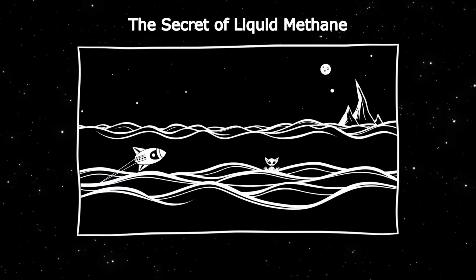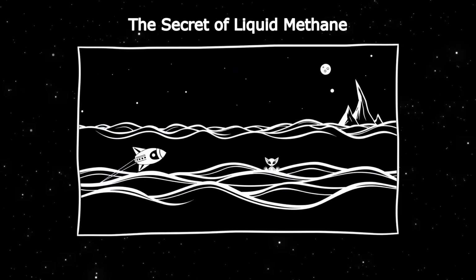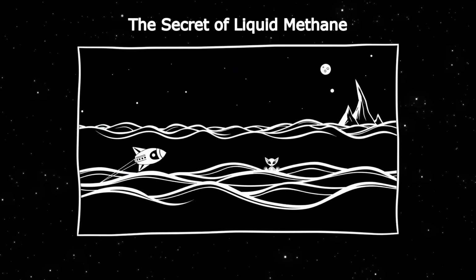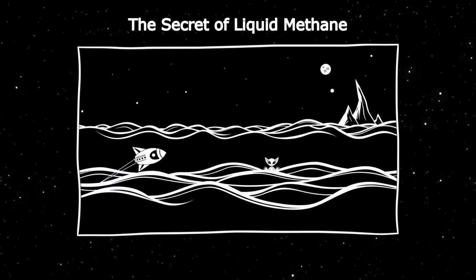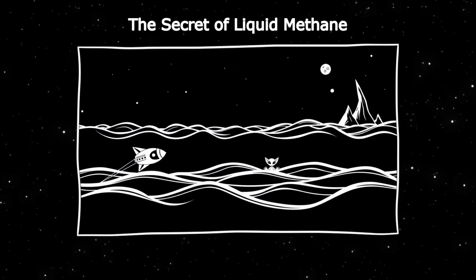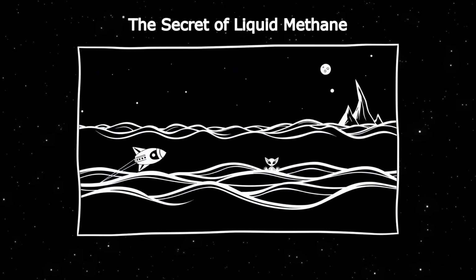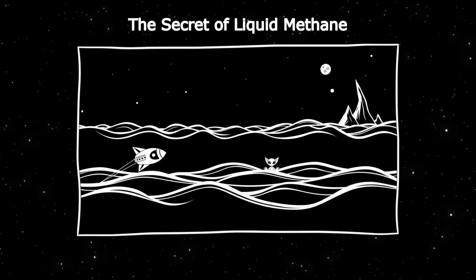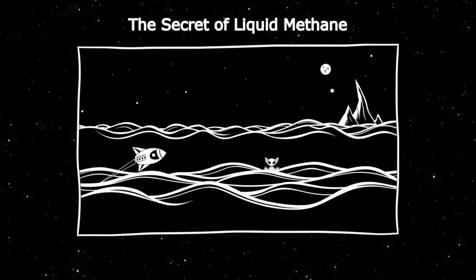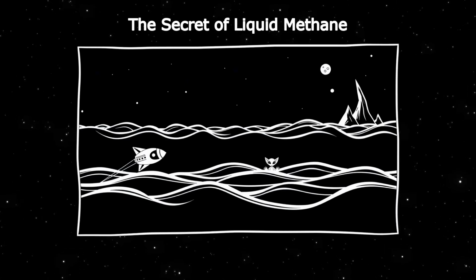Liquid methane can even be speculated to exist on exoplanets, those planets that orbit stars beyond our own solar system. For example, scientists have theorized about planets within the Goldilocks zone, where conditions could be just right for the existence of liquid methane and other solvents. The study of these exoplanets opens a new frontier in the search for life.